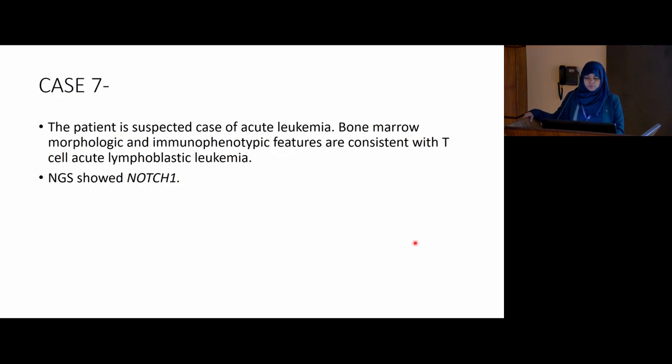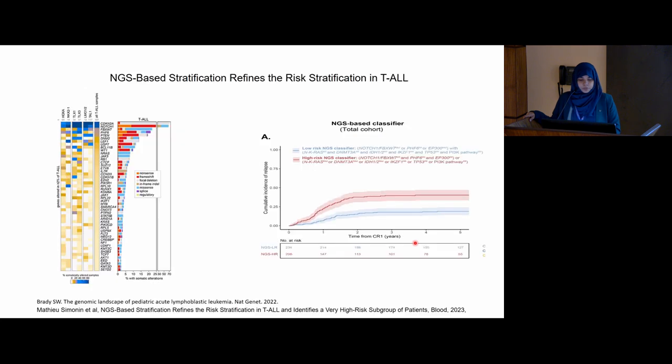Moving on, another case of acute leukemia, where bone marrow morphology and flow cytometry was consistent with T-cell acute lymphoblastic leukemia. NGS just showed a Notch1 mutation. Notch1 mutations are very commonly seen in T-ALL, and this study by Brady showed that up to 70% of cases can have Notch1 mutations.